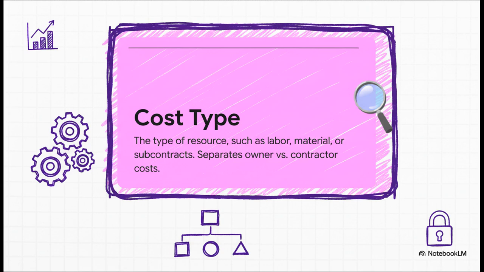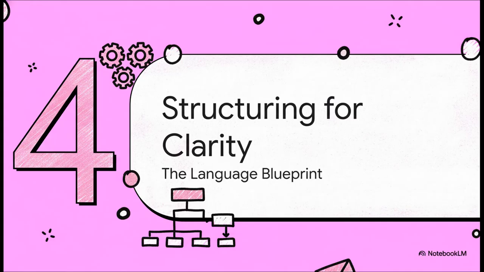And the second main ingredient is cost type. This one is huge for accounting. It answers a simple question: what are we spending money on? Is it labor, materials, a subcontractor? This lets the finance team clearly see where the money's going and, really importantly, separate the owner's costs from the contractor's costs.